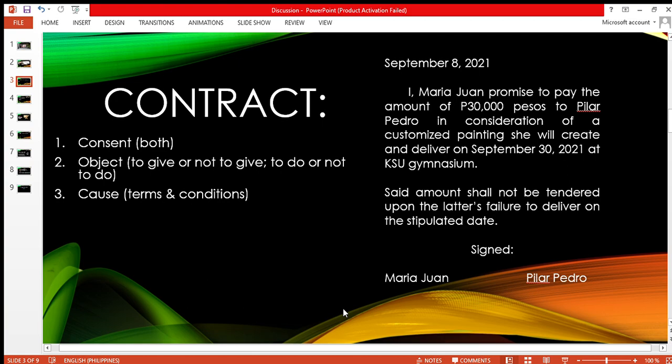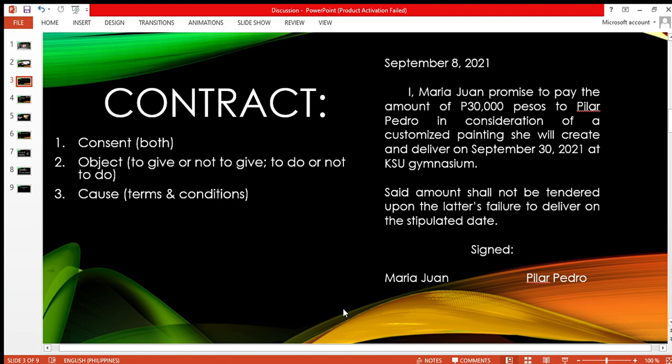A contract is the meeting of the minds between two individuals who agreed to the performance of a particular thing or to give a particular thing for a particular or specific purpose. A contract may be verbal or written.